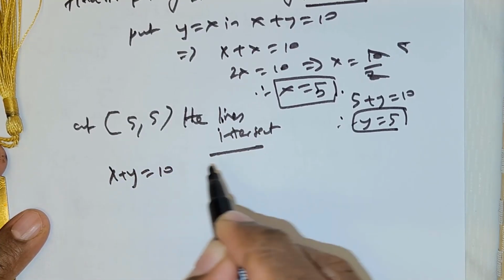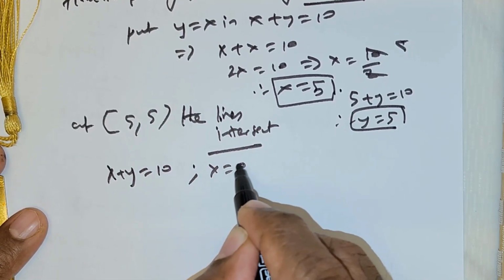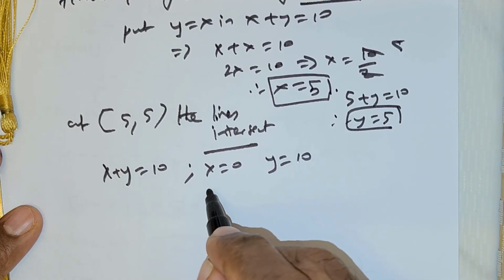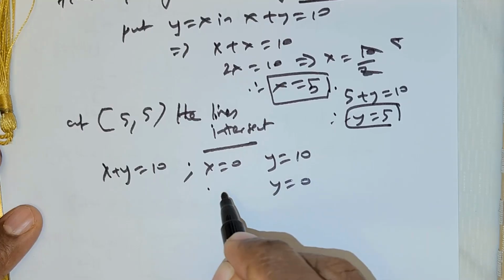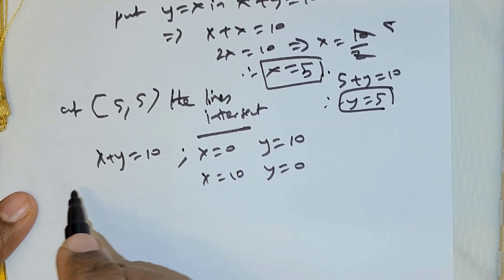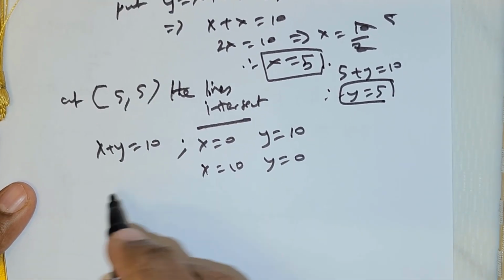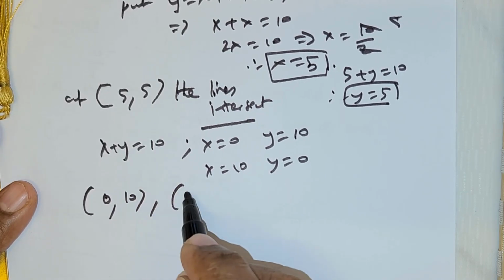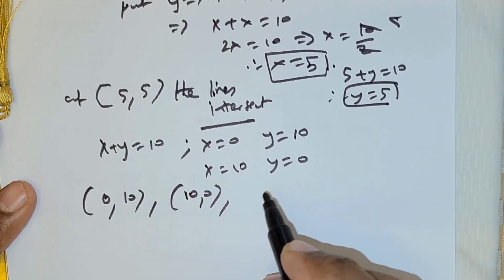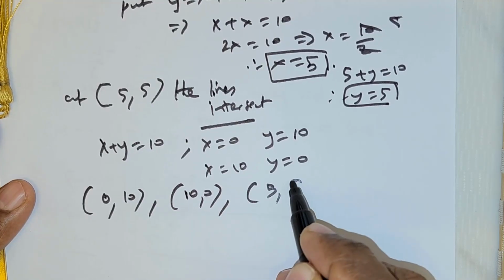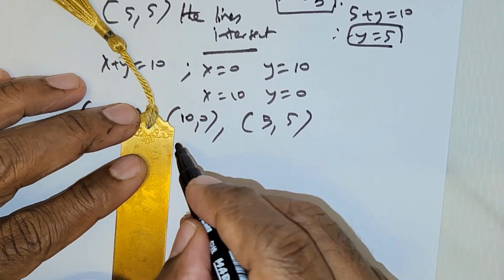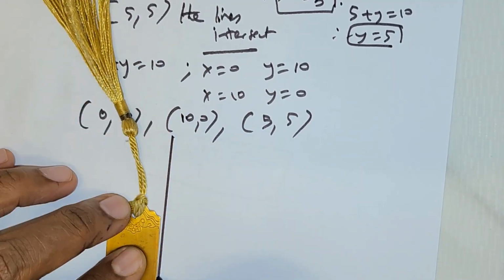So x + y = 10: when x = 0, y = 10, and when y = 0, x = 10. And then, let me place these points. (0, 10) is a point, (10, 0) is a point, and then (5, 5) is a point. So we will have to draw all these intersecting points.